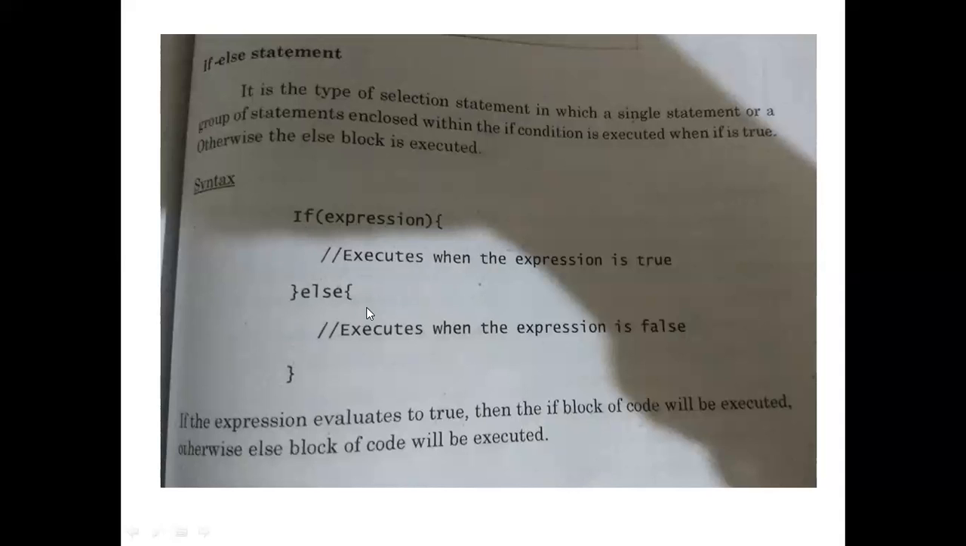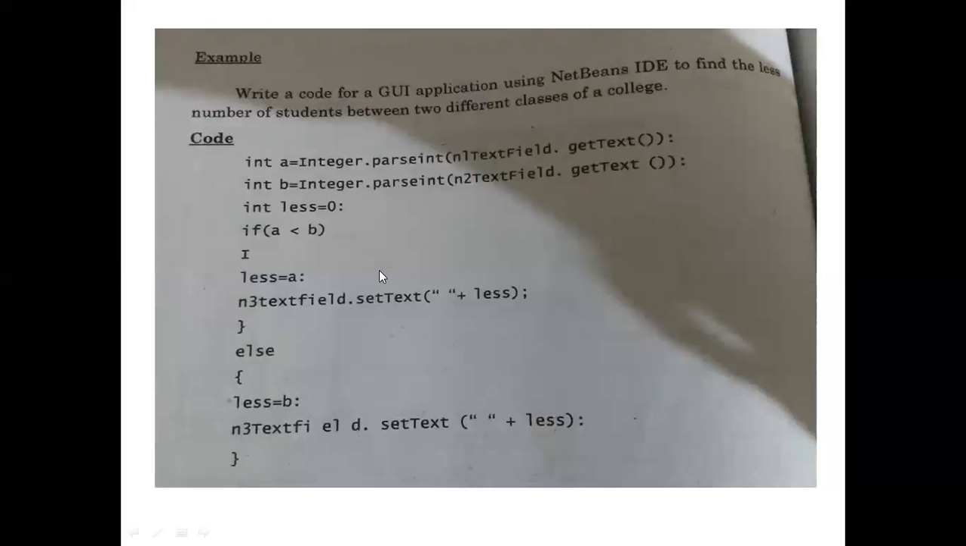This is the else part, the else body: else, curly brace open, curly brace close. Whenever the if expression returns false, only then is the body of the else part executed. So if the expression evaluates to true, the if block of code is executed; otherwise, the else block of code is executed. This is the syntax of the if else statement.